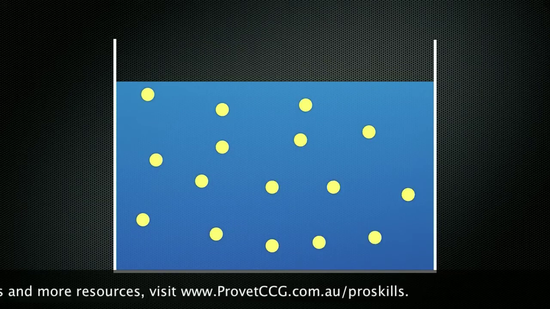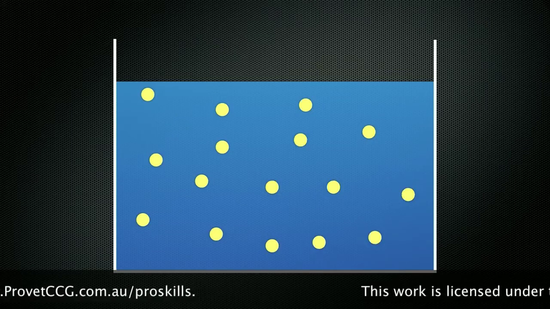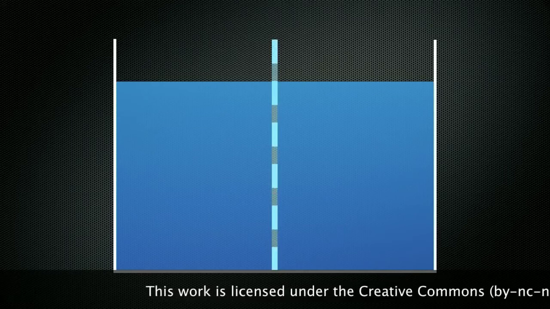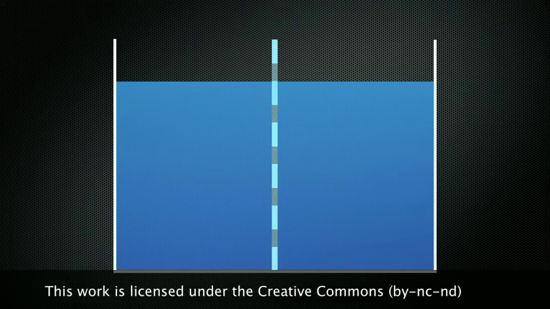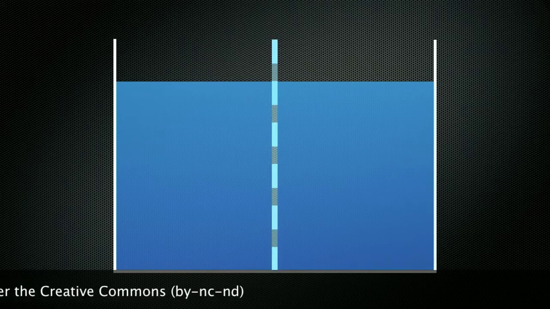Now let's look at a different situation where there are two compartments separated by a semi-permeable membrane. A semi-permeable membrane allows water and small particles to cross, but, like a sieve, it stops larger particles from getting through.